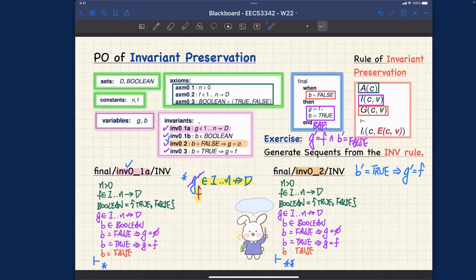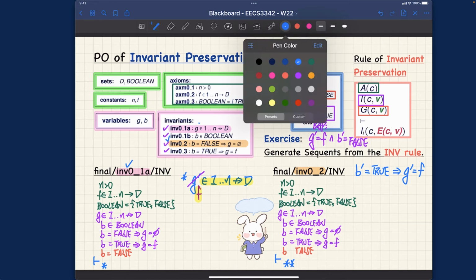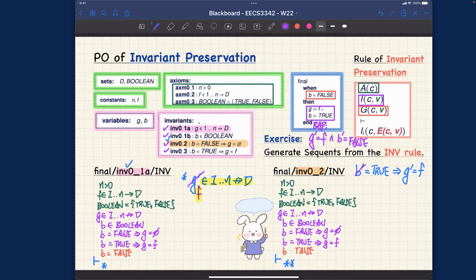And what's going to be the replacement? Let's try that. B prime over here is going to be replaced by false. And G prime over here is going to be replaced by F. So what we end up having as the goal would be false equals false implies F equals F. And again, you can see the better layout version on the slides. But I'm just trying to show you the derivation process. So these are the two sequents generated related to invariant preservation. It would be your exercise to generate the other sequents as practice.